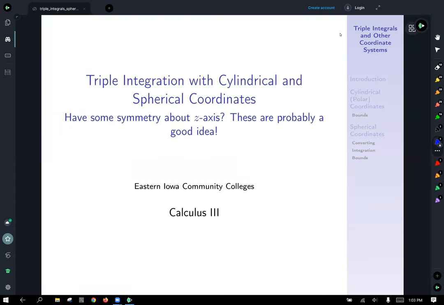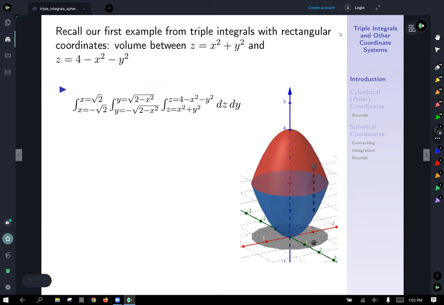Today we're going to talk about triple integration with cylindrical and spherical coordinates. In general, if you've got any kind of symmetry about the z-axis, oftentimes these are a good idea. They can turn integrals that would otherwise be ugly in rectangular coordinates into, relatively speaking, easier integrals using the different coordinate systems. So let's revisit the example that we started when we introduced triple integrals in rectangular coordinates.